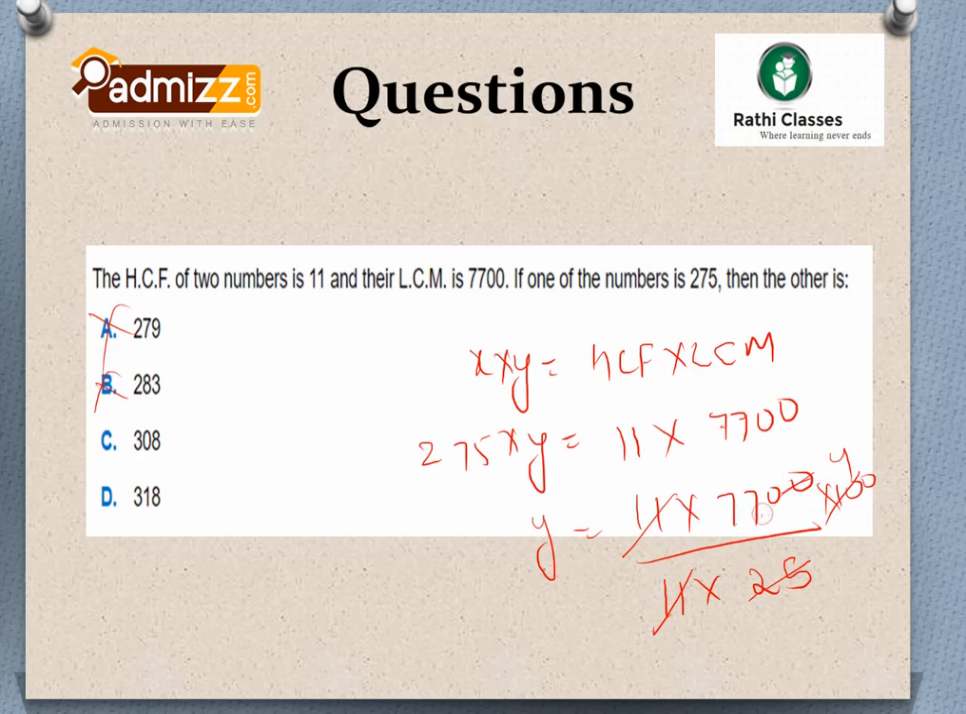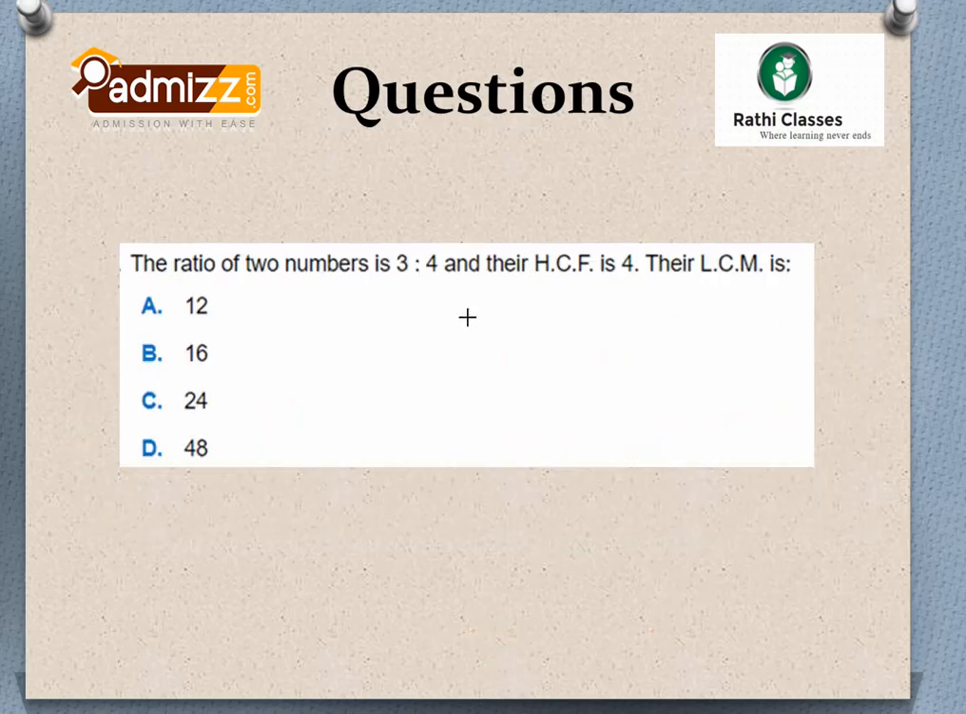7 and 7, 14, 14 5s are 70... 5 4s are 20. So the result should be 2. So as I can see in the options, if I see that 308 is 11, 11 means the result is 2. So the option would be that. Moving on to the next question.